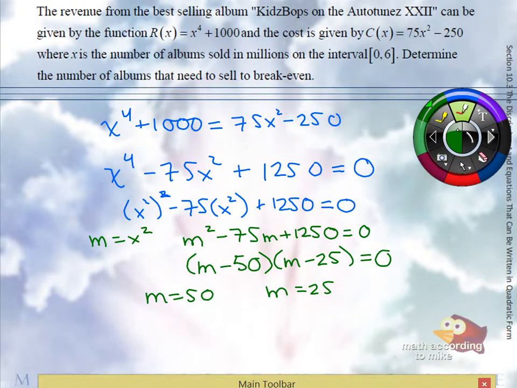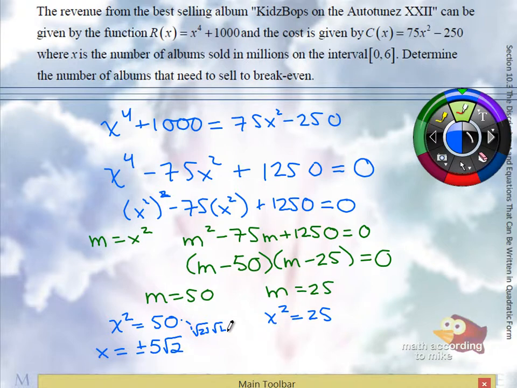But did we start with m? No, what do we start with? x squared. So if x squared equals 50, what does x equal? Plus or minus 5 square root of 2, because this is square root of 25 times square root of 2.